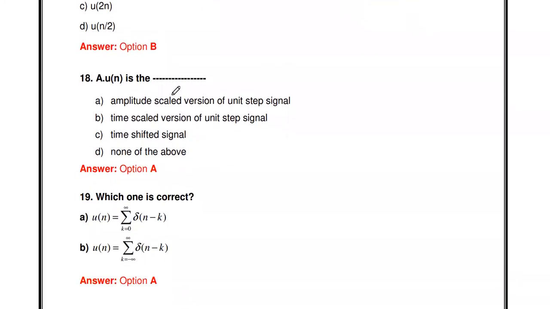Okay, then the next one, a into u of n is dash. Here the unit step signal is multiplied by some constant a. Here a may be 2, 10 or some constant. This signal is: amplitude scaled version of unit step, time scaled version of unit step, time shifted signal, or none of the above? Amplitude scaled version, since the unit step signal is multiplied by the amplitude a.